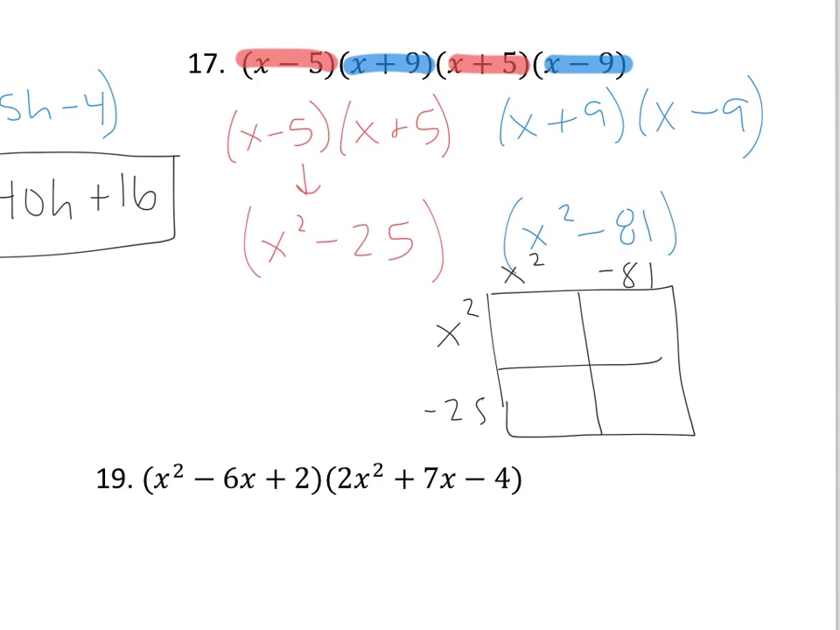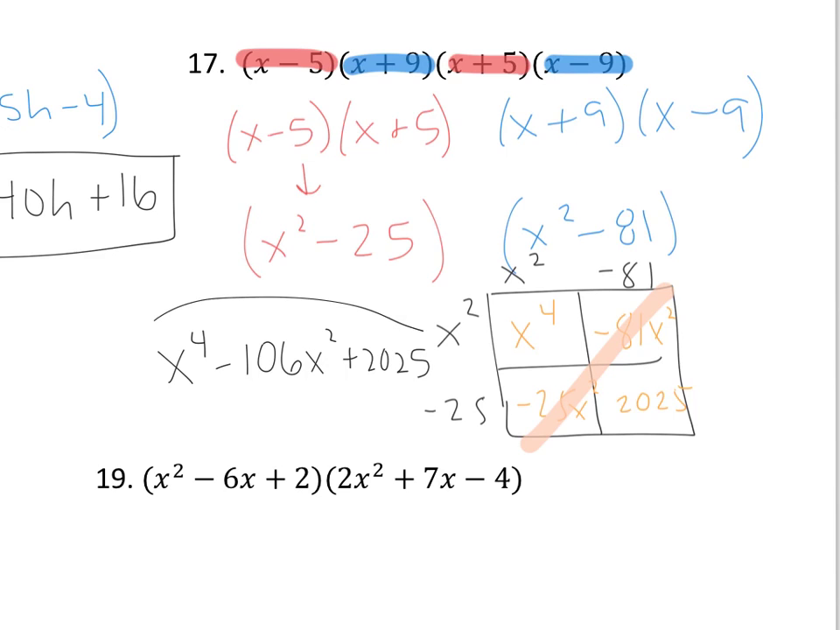Now let's put the product of the terms inside the box. So x to the 4th, negative 81x squared, negative 25x squared, and then negative 81 times negative 25 is 2025. And I'm going to put together my like terms here. So I'm just going to use a little highlighter and put together my like terms. And I get x to the 4th. Negative 81 minus 25 is negative 106x squared, and then plus 2025, and that there is now my final answer.